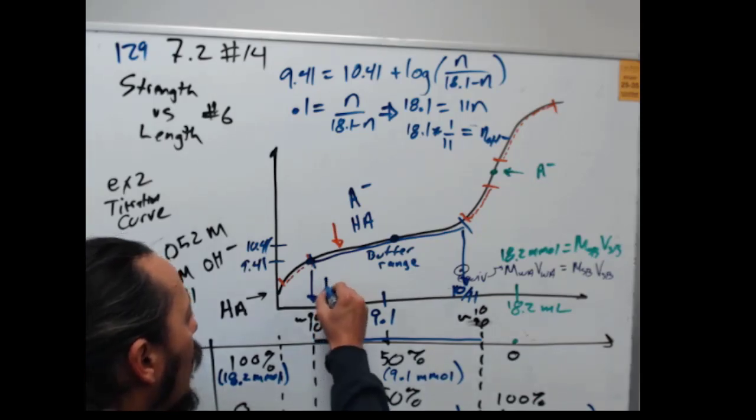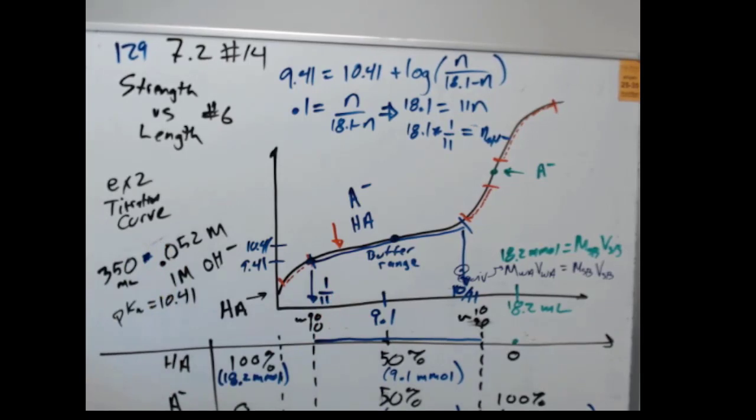So if it's always 1/11 to 10/11, what happens when you take the difference between those two? 10/11 minus 1/11? The midpoint? Or the buffer range. Sorry, buffer capacity. Is 10/11 minus 1/11... Oh, I see. It would be a factor of 9, 9/11. 9/11, yep. 9/11 of your equivalence point is your capacity.